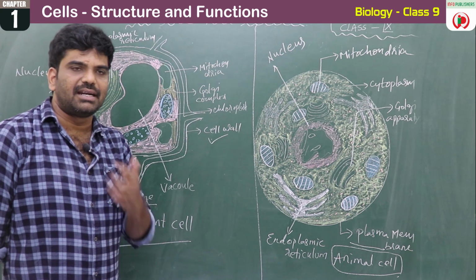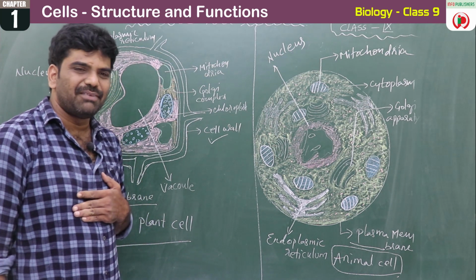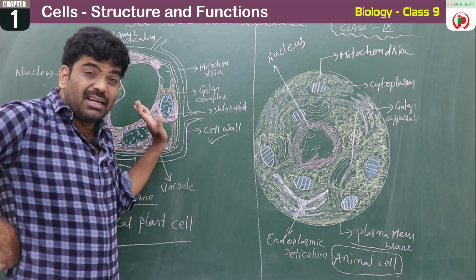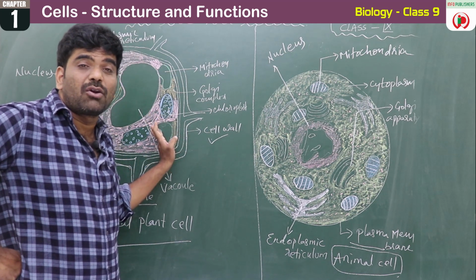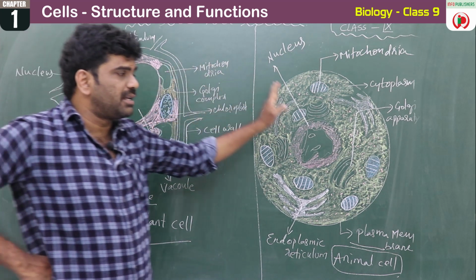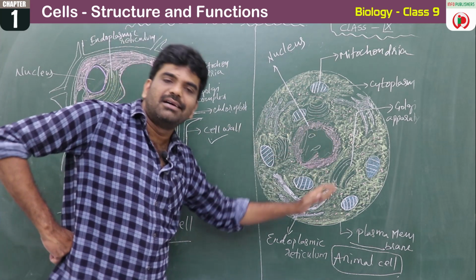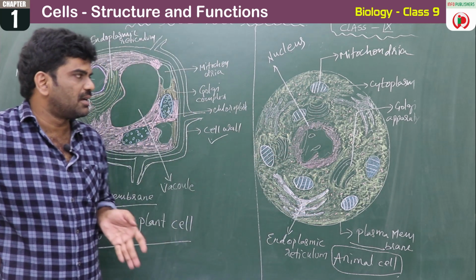Let us go for the second difference. The second difference is, in plant cell, plastids like chloroplast are present. Those are absent in animal cell. And the third difference, what is the third difference?